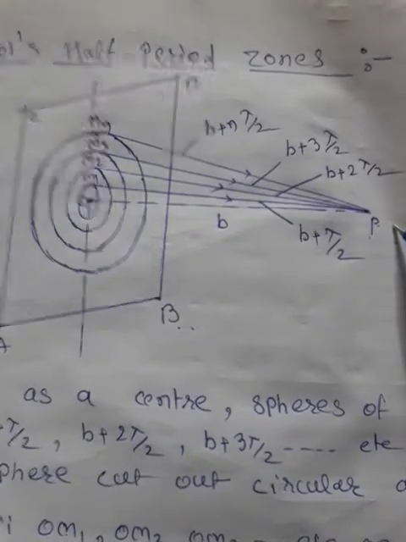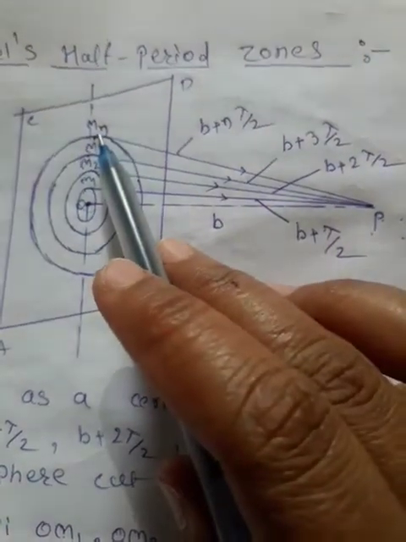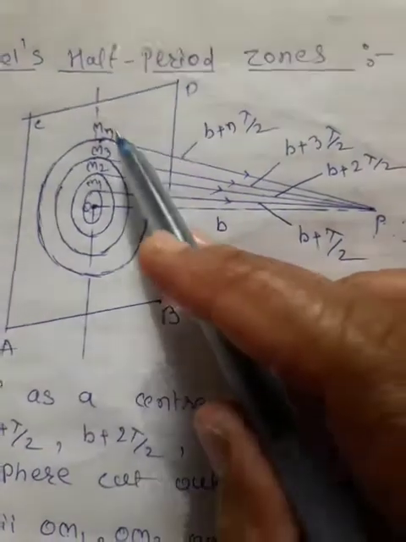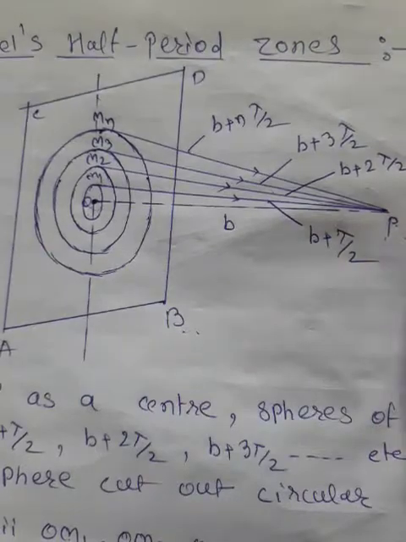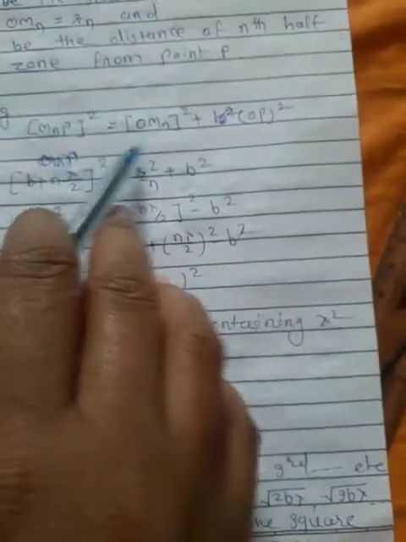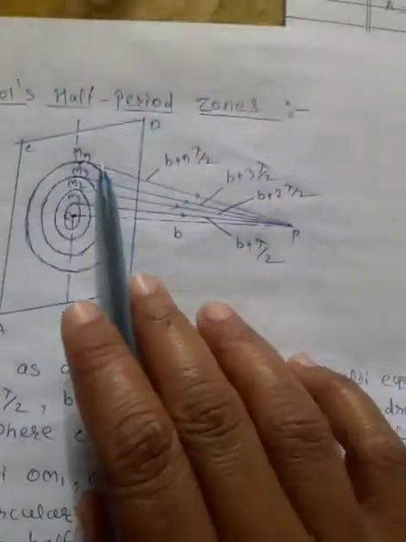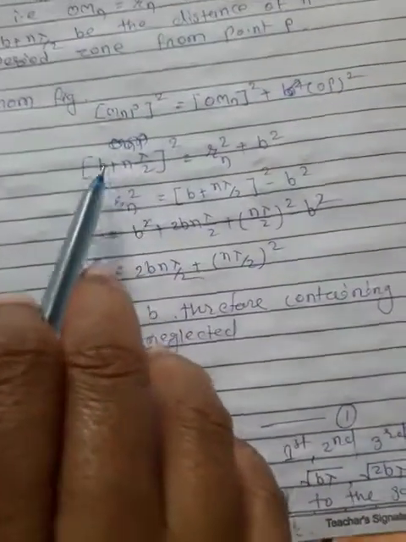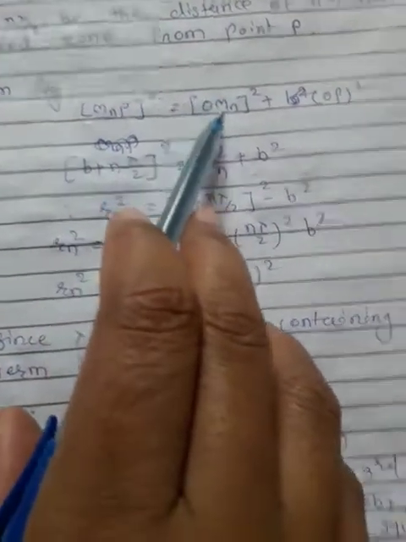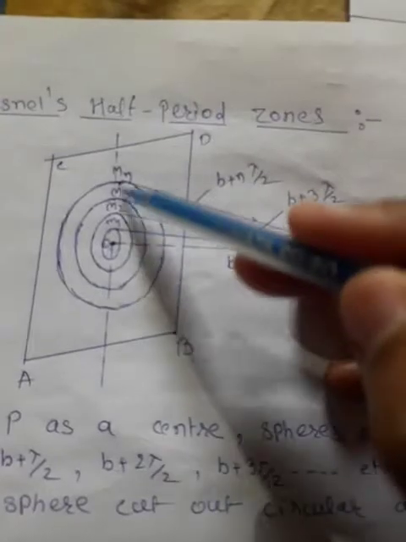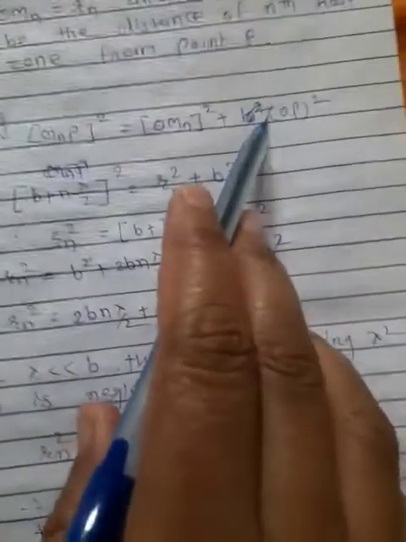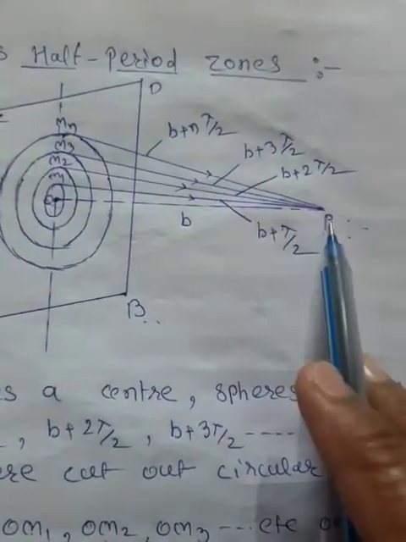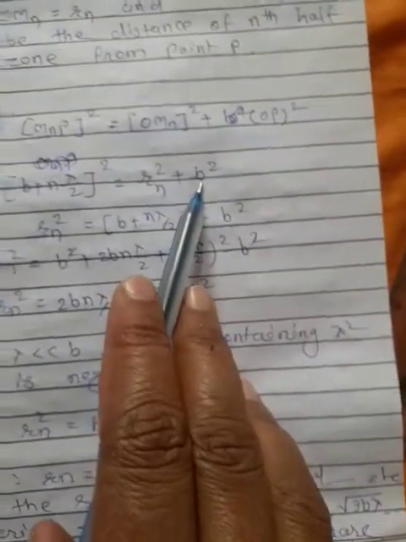Then we apply the Pythagoras (hypotenuse) rule, which states that Mn P square equals Mn O square plus OP square. Mn P is nothing but b plus n lambda by 2, therefore we take this value as (b plus n lambda by 2) whole square. O Mn is nothing but the radius of the nth half period zone, therefore we take Rn square, and OP is the distance from the center, which is taken as b. Here we get b square.